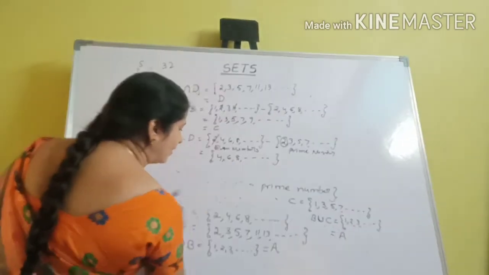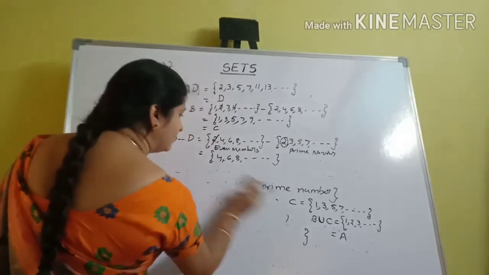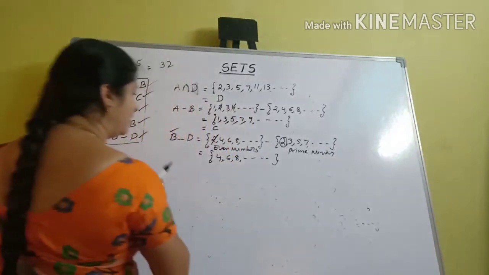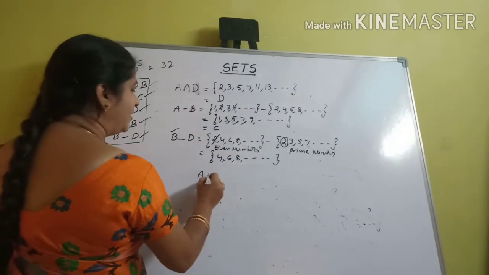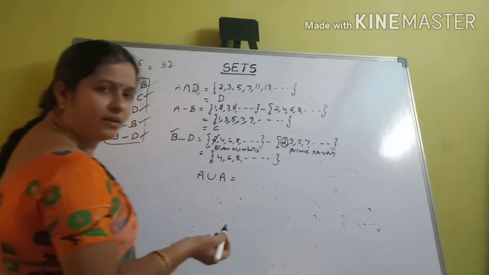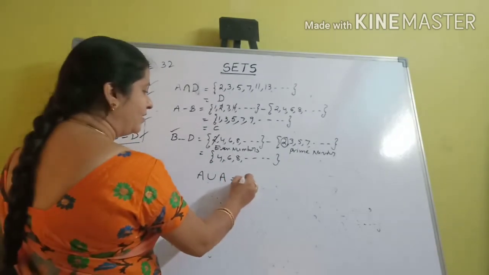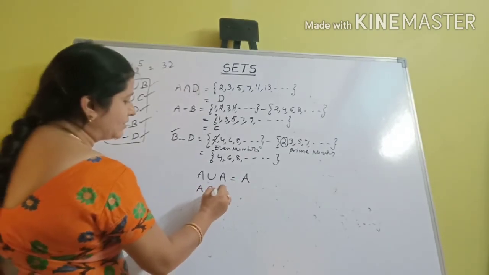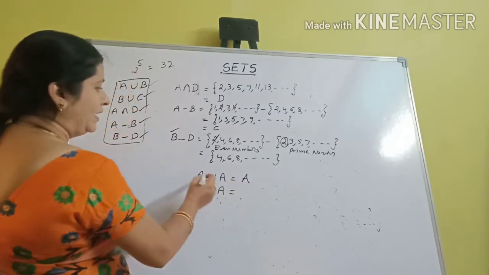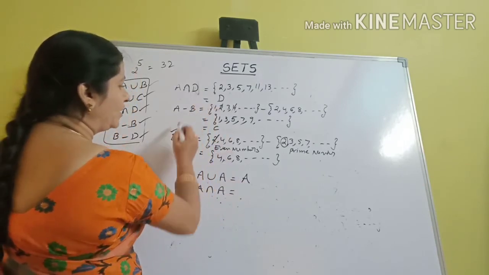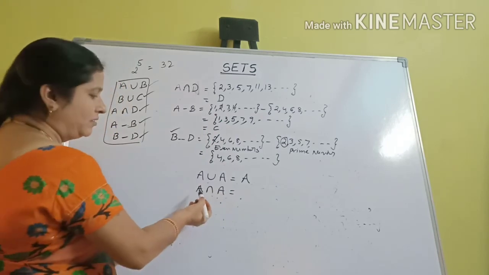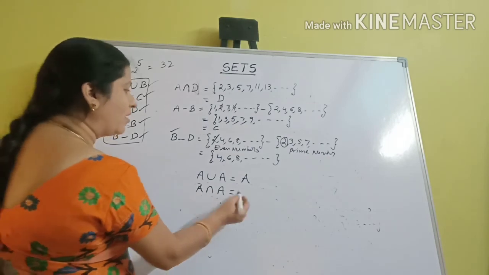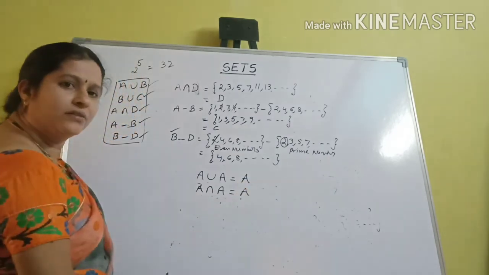A union A equals, what is the value of A union A? It is always simply A. A union A is always A. What is the value of A intersection A? A intersection A means to take the two sets as A. So in this one same elements, in this one also same elements. Intersection also you get A. A intersection A equals A.